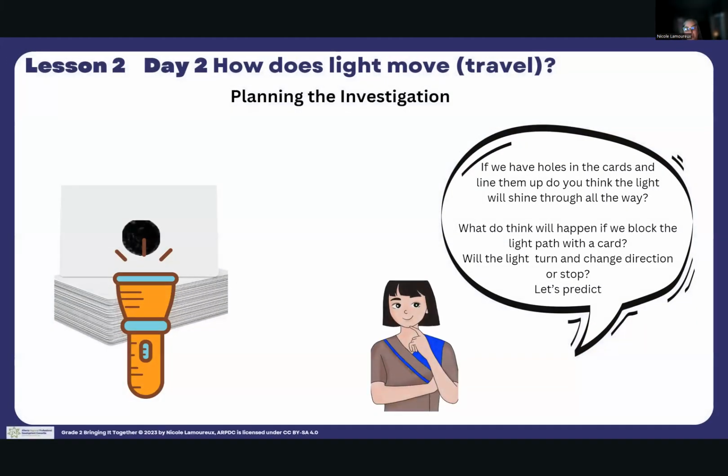So it's the one with the index cards with the holes in them. I'm sure we've all seen that one. And so you're going to say to them, okay, this is them helping you plan the investigation. We have holes in the cards, and if we line them up and we light the flashlight, will it go all the way through? What do you think will happen if we put an object in front to block it? Do you think light will turn and change direction and move around it? Let's predict. And they'll probably think about what we learned about the tube, like light traveling down a path.